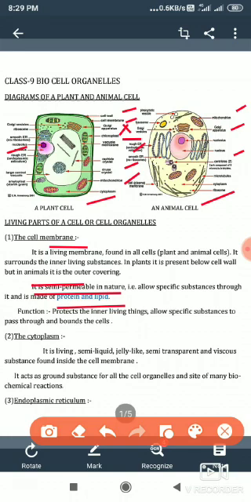Next we see the cytoplasm. Cytoplasm is the inner substance present inside the cell membrane of both plant and animal cells. It is a living, semi-liquid, jelly-like, semi-transparent viscous substance. Inside this, all the cell organelles are floating, that is, it acts as a ground substance for all the cell organelles.